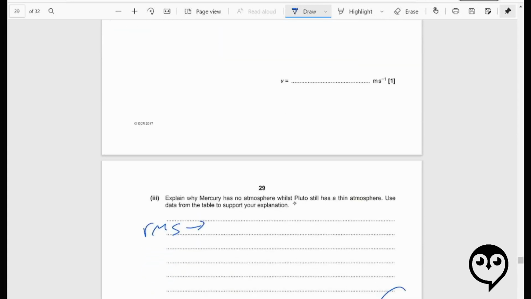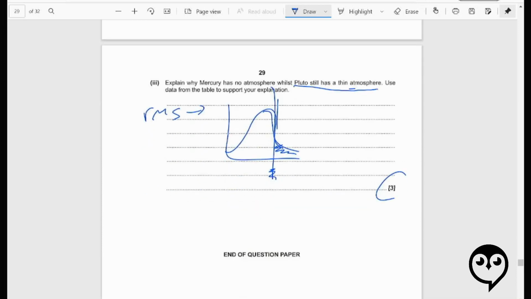Whereas with Pluto, it's still got a thin atmosphere. It's pretty cold out there, and as a result, not enough particles are going to have the energy, the escape velocity, because of the temperature, which translates by the distribution of your speeds. If this is what you need for escape velocity, only a small amount of them will. Many of these other ones will be below that threshold speed, and so that's why there are some particles left behind. Let's see what they say.